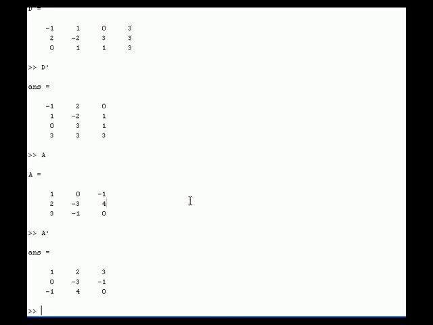And one more thing, I forgot to illustrate scalar multiplication. So here's the matrix A. If I multiply that by 3, that just multiplies each component of A by 3.